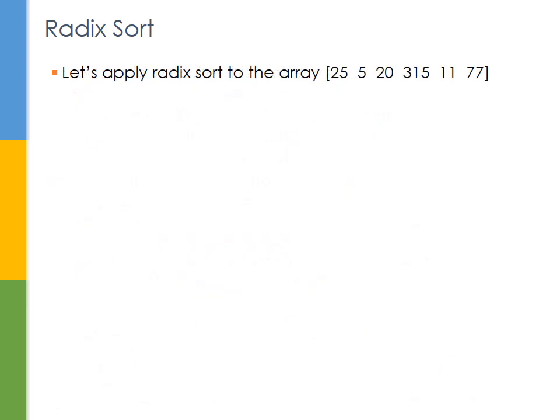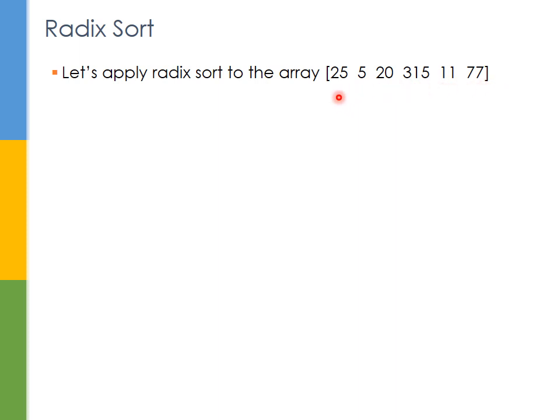We'll now look at the operation of the Radix sort algorithm by applying it to this example array over here. The first thing we need to do is ensure that every number in the array consists of the same number of digits. This requires us to pass through the array, counting the number of digits for every value and finding the highest number of digits. We see that the number 315 consists of 3 digits, and this is the highest number of digits out of all of the numbers in this array.